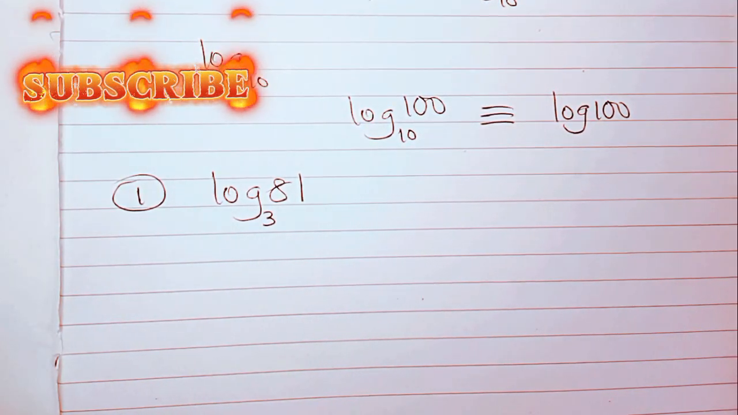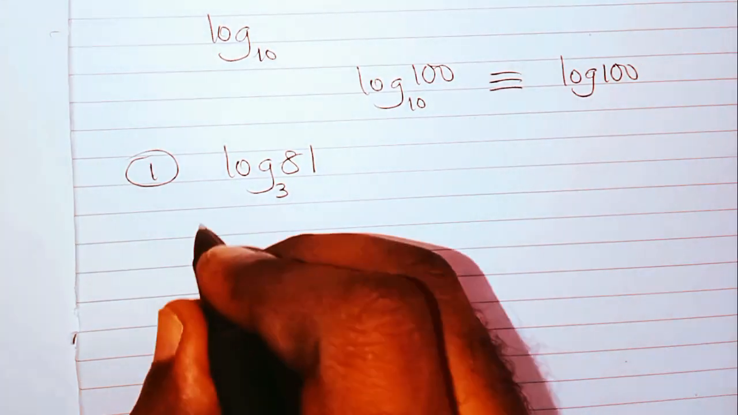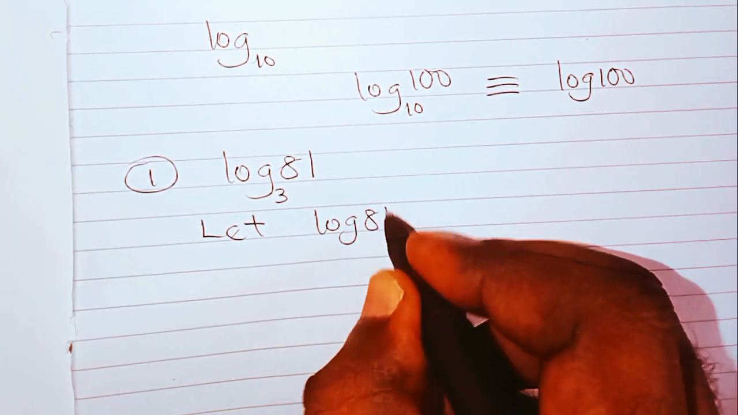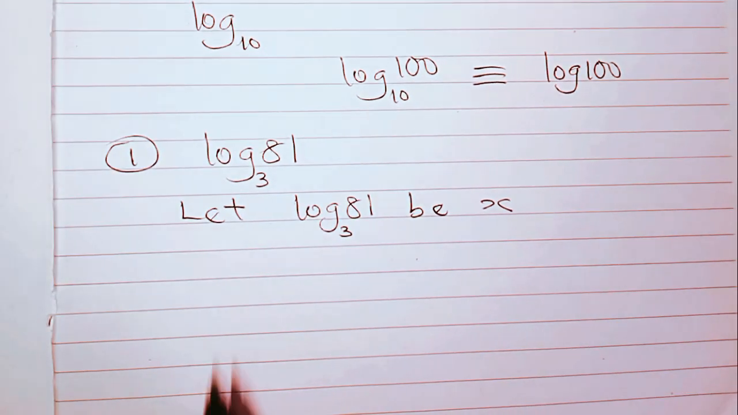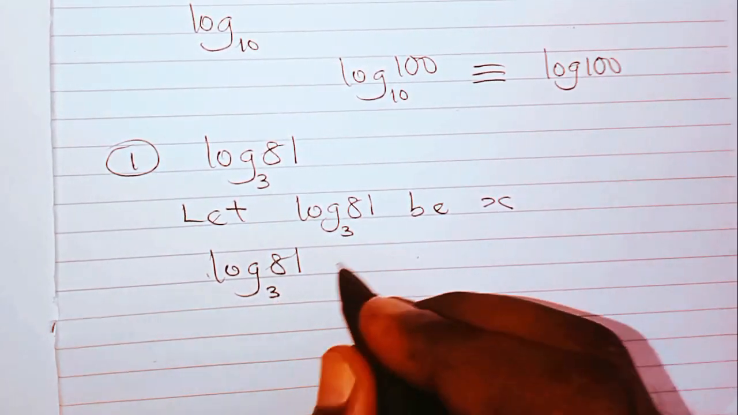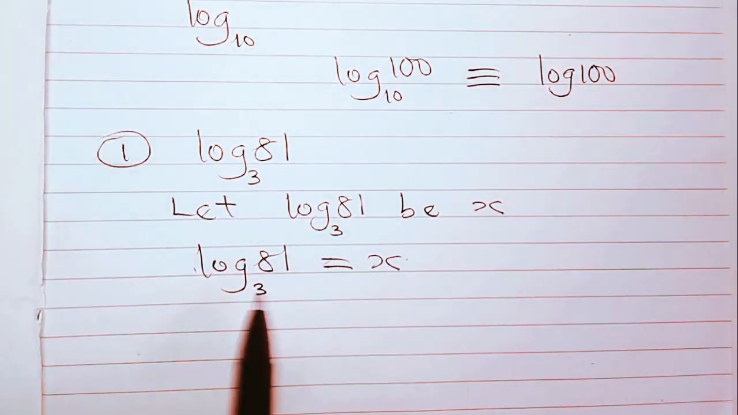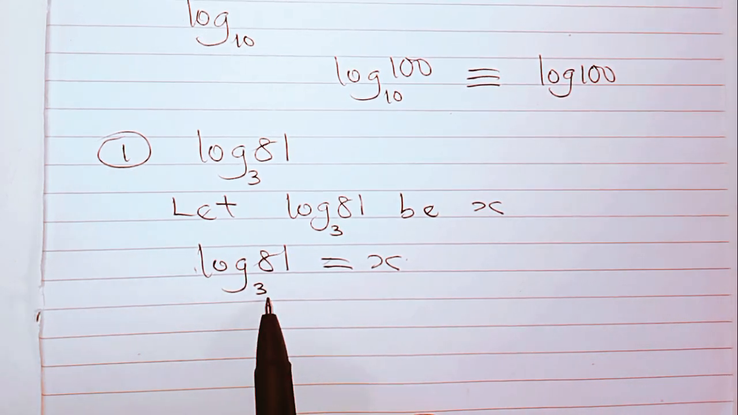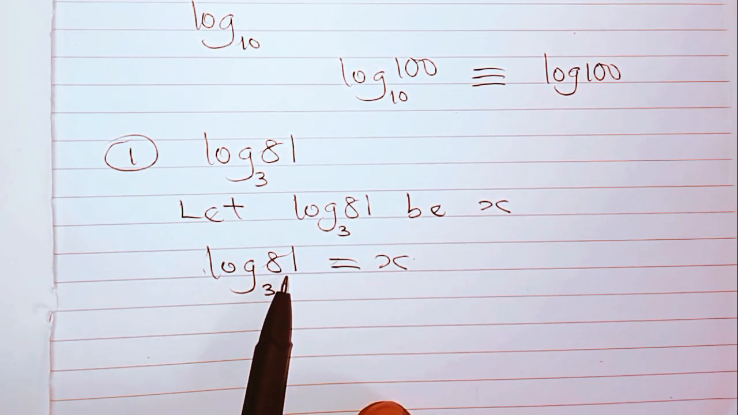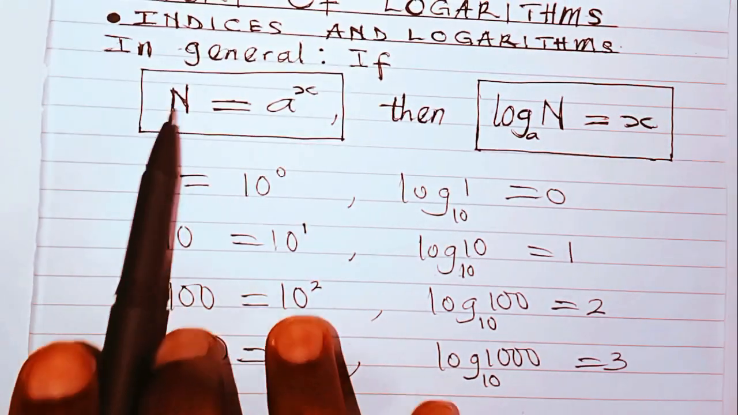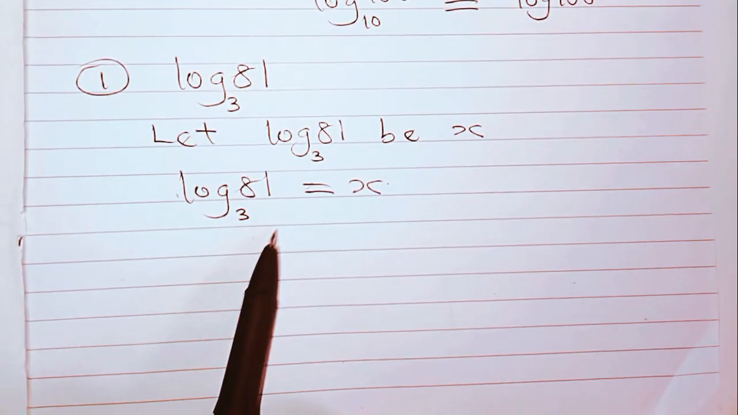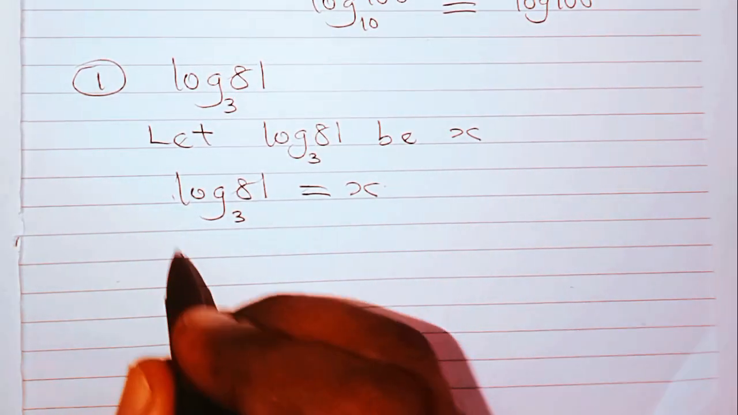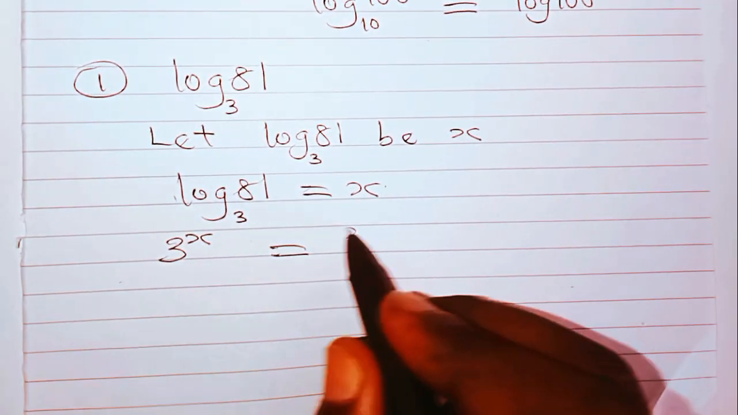If we're to evaluate log 81 base 3, we can just say let log 81 base 3 be any letter of choice. Let's say it's equal to x. So if log 81 base 3 equal to x, then changing this to indices, this is going to be 3 raised to the power of x equal to the number 81, using the concept we have here. If n equal to a raised to the power of x, then log n base a equal to x. So we can use this concept to solve this question. Changing this to index form, this becomes 3 raised to the power of x equal to 81.